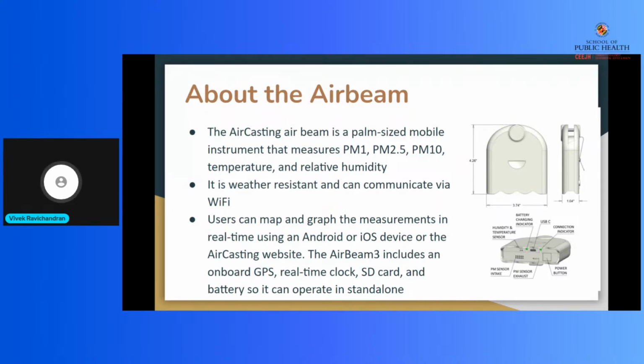The good news is it's weather resistant, and users can map and graph measurements using the app on their phone or the Aircasting website. The newest version of the Airbeam, which Siege has not yet used but is planned to purchase, also includes an SD card, so the data can upload directly to that card, and this really allows it to operate as a standalone process without the need for a smartphone, as I mentioned.